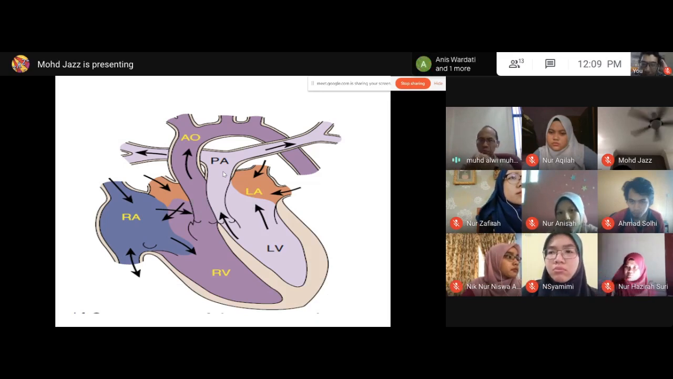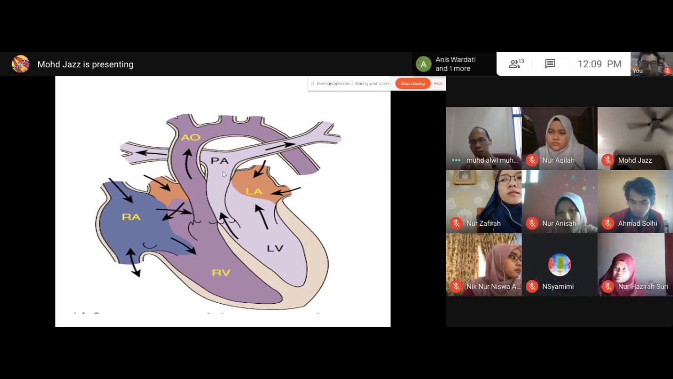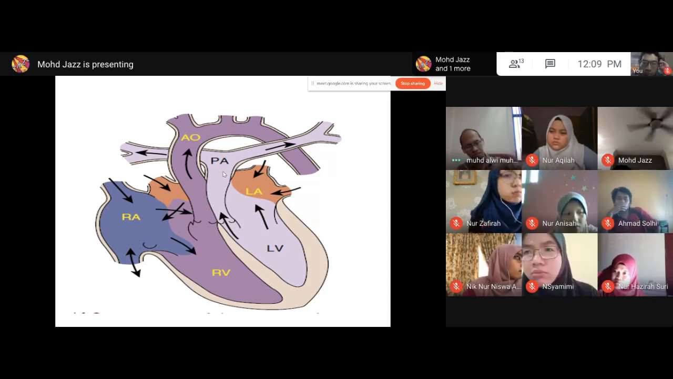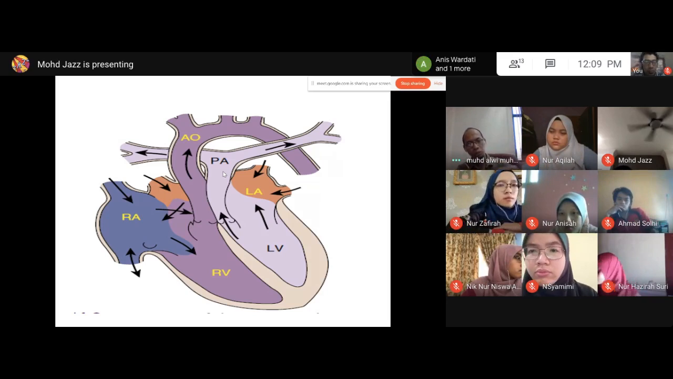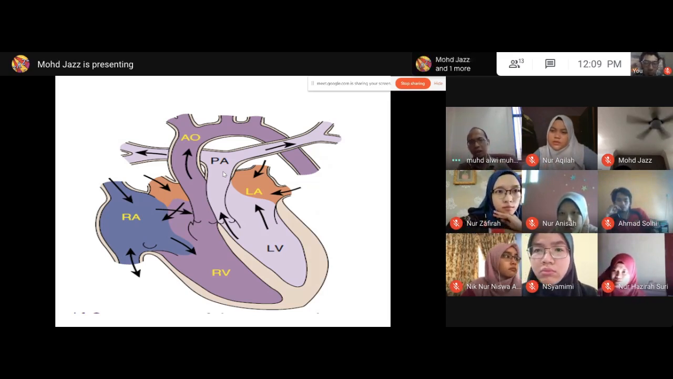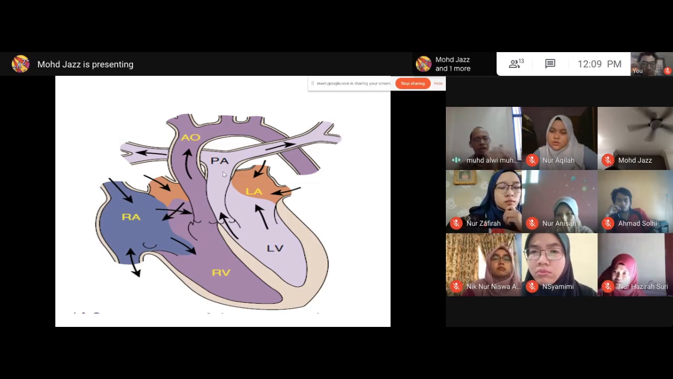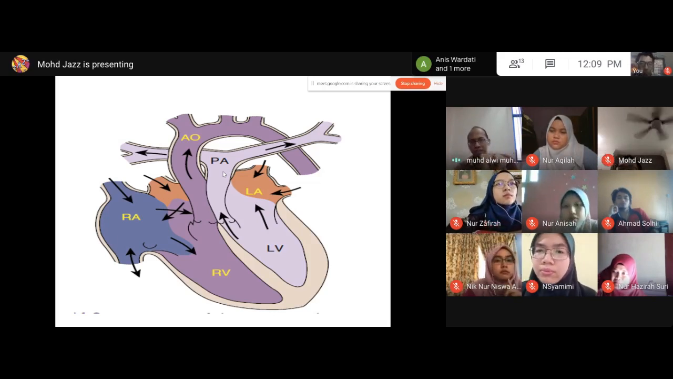Dia bukannya flat. Because when you look at the X-ray, the top of the heart on the X-ray is actually the what? The RV, kan? Dia bukannya nampak. If the heart is like this, then you should see RV and LV the same size, kan? But when you look at X-ray, the top of the heart is actually the RV. You cuma nampak RV je, sikit je LV you nampak from X-ray. Faham tak? Because heart ni dia turn.